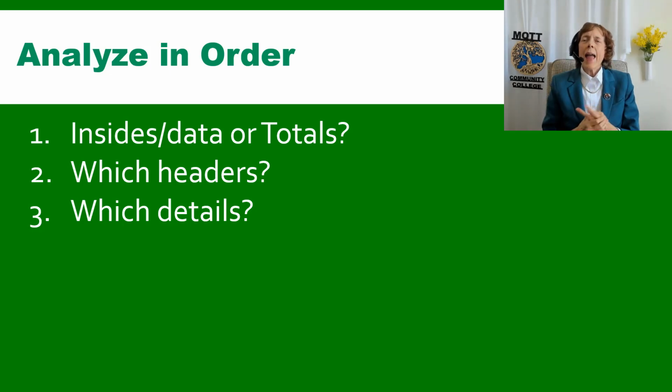Step two, what headers will you need? The headers are going to be what shows along the x-axis to identify each of the columns, bars, whatever you use. Okay, and then which details or which data, which cells will you select to support that? So that's the order. And we're going to do the same thing five times with five different charts.